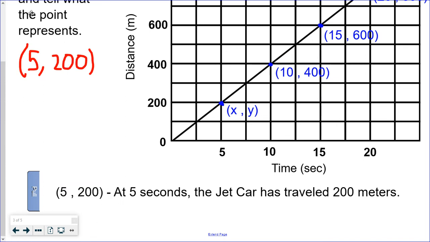And then when it says, what does the point represent? I'm going to write, well, at 5 seconds, the jet car has traveled 200 meters. That's what that point represents. Don't just put down there 5 seconds, 200 meters. What is it saying? Well, at 5 seconds, that jet car is going to travel 200 meters. Okay? Let's do another one together.